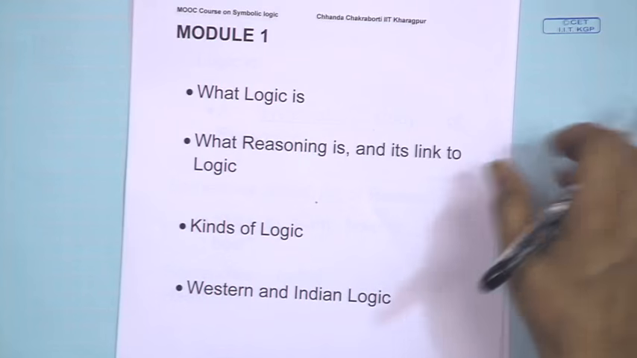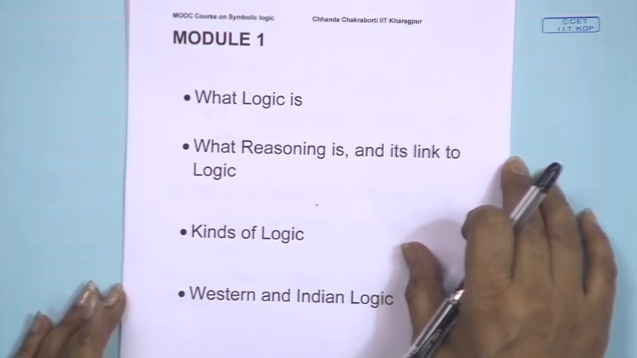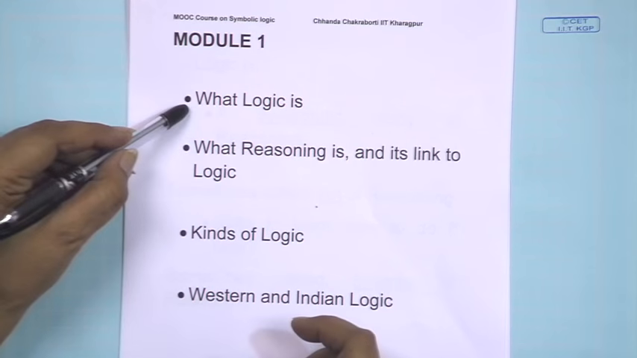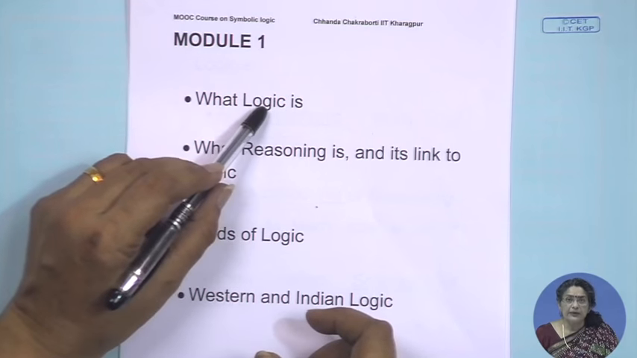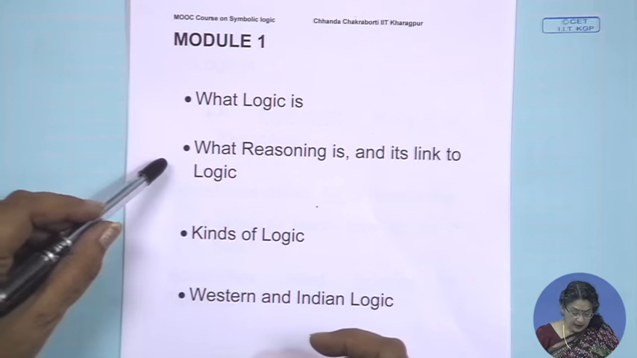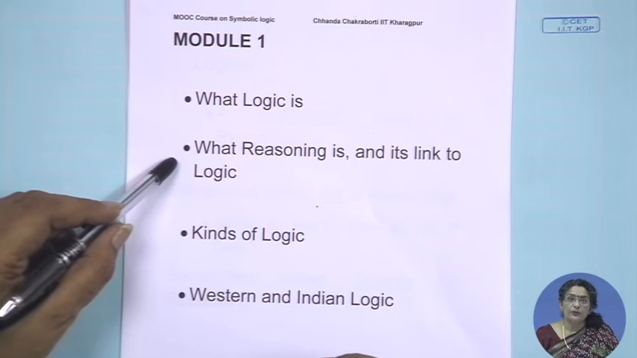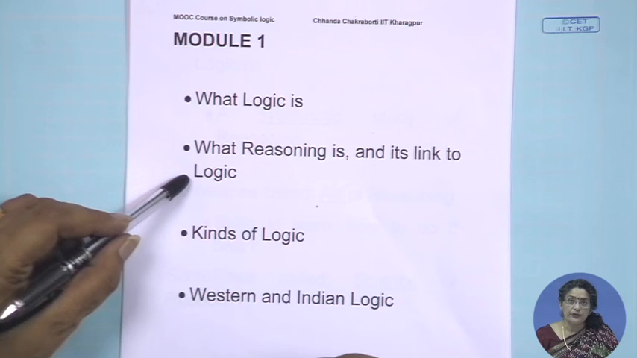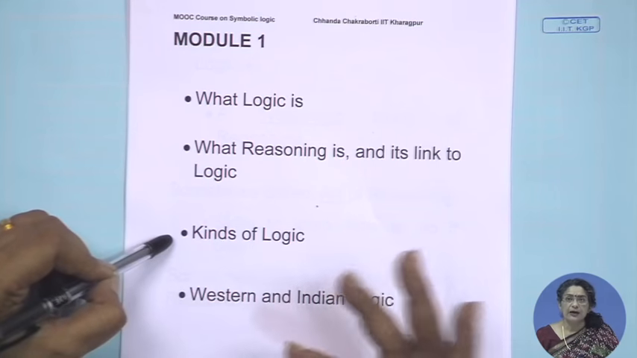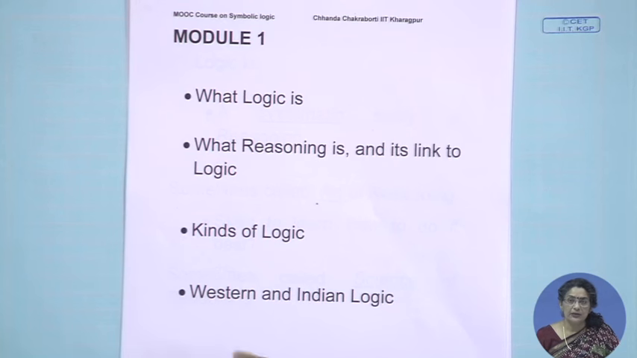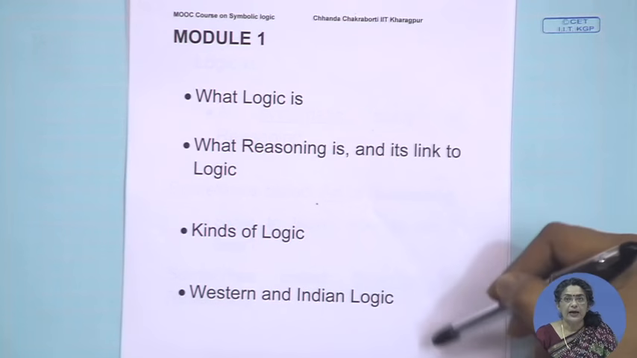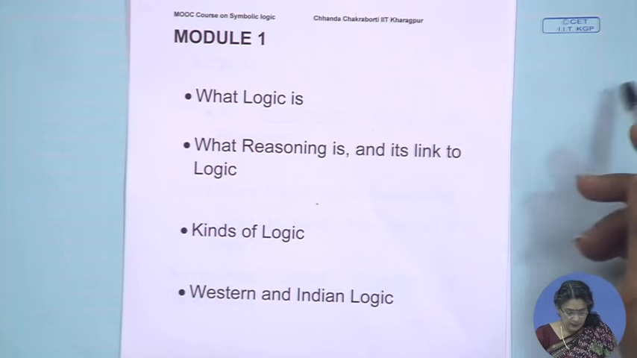In Module 1, I introduce you to what logic is, and then I will define it as a study of reasoning. Then we will talk about what reasoning is, what its link with logic is, what the basic kinds of logic are, and then this distinction between Western and Indian logic. So, this is the plan that we will follow in this module.